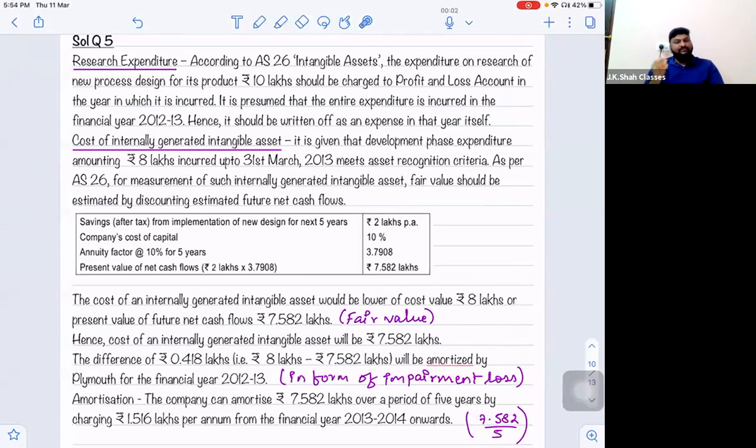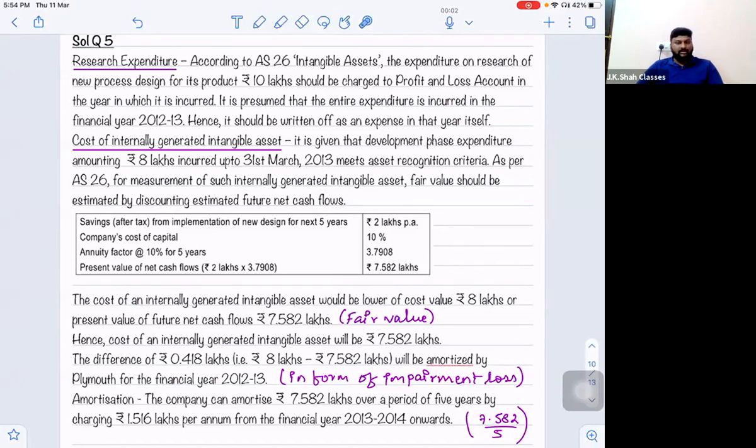So generally, if you have the fair values available, no problem. If fair values are not available, but you have the estimated future cash flows associated with that particular item of asset, then you can calculate fair value on this basis. You can do it for any asset. It is not restricted only to intangible assets which are internally developed. Even for a separately acquired asset, you can calculate the fair value.